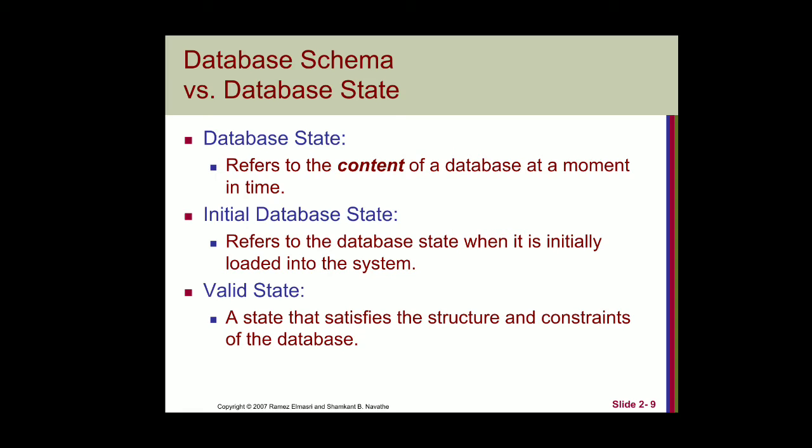Then we have valid state. What do you mean by valid state? A state that satisfies the structure and constraints of a database. When we have a structure of a database, then we are going to have a lot of constraints, right? If all of those constraints are satisfied when we enter some values, then we say that the particular state of the database is a valid state.